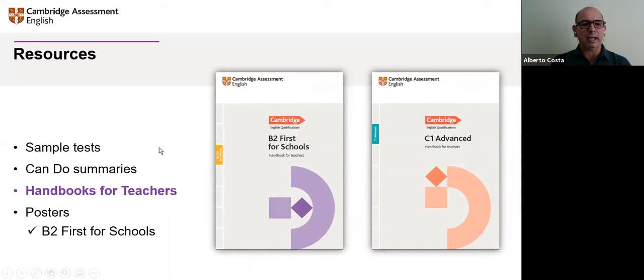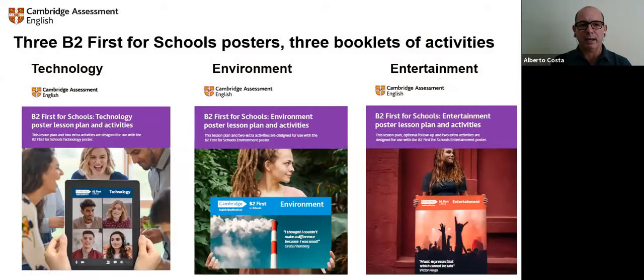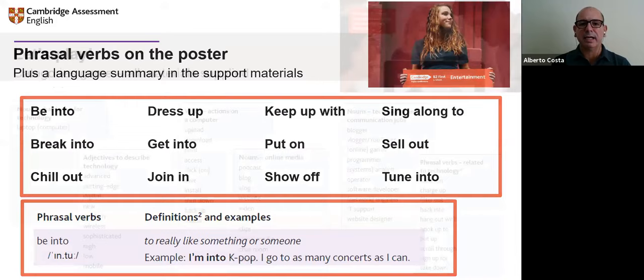Absolutely. And more, as you can see on the slide. Posters, yeah, as well. What about the posters? Those posters, I cannot judge which one is my favorite resource, but I love those posters. Those posters for B2 First for Schools were designed with a theme in mind. So each poster has a specific topic, and together with the posters, you can download those class activities booklets, where you can find ideas for you to use the posters with the learners, both in face-to-face classes or in an online environment. So you have tips. And because of the level, a lot of the language you will find in the posters for B2 is phrasal verbs. So you have the phrasal verbs, you have the definitions and examples, and you also have ideas that you can use in class to practice language.